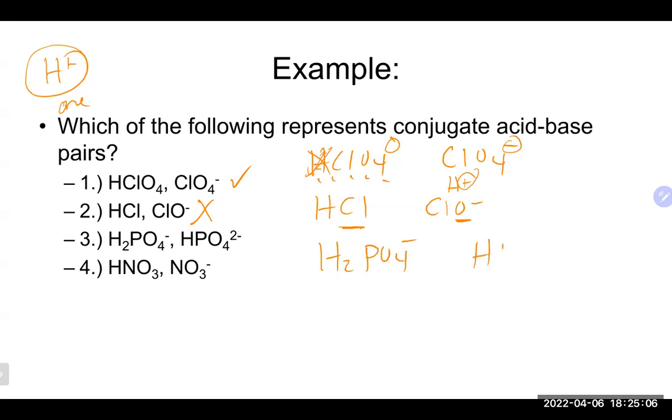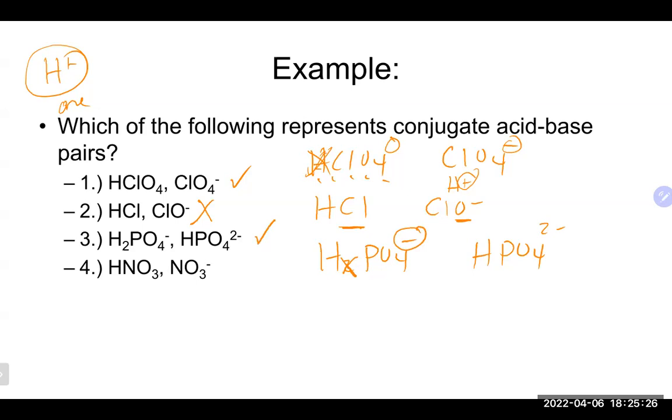We got an HPO4 2 minus. Are these guys pairs? These guys are pairs. Again, if you want to think about it, you could take off one hydrogen from this, which leaves you just one. And when you lose the plus, you become one more negative. So you go from -1 to -2. So these guys would be a pair.